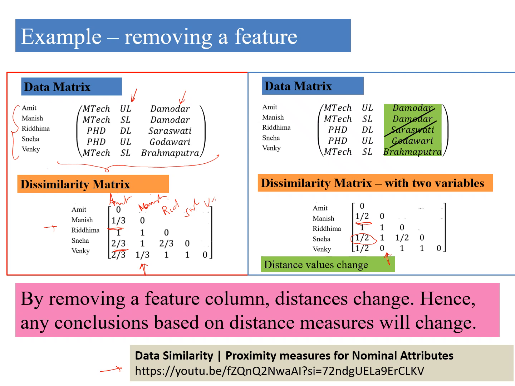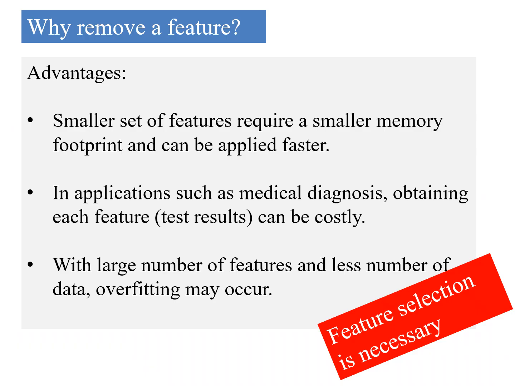So what did we see in these 2 slides? That we have some data entities or data points which are described by the features, and we saw an example where we remove a feature and then compute the distances between the data points, and the distances change. So removing a feature from a data set brings about changes, especially when we look at the distance change. So why do we remove a feature? It could be for several reasons.